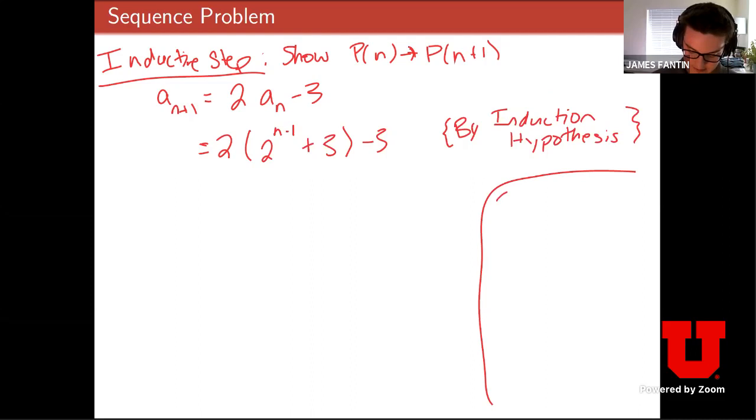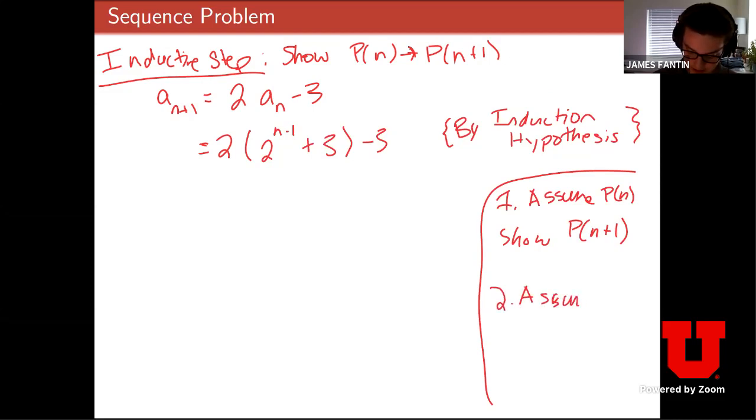So the two most basic things you can do is you can either assume P of n is true in your induction hypothesis, and then you show that P of n plus 1 is true. Or you could assume P of n minus 1 is true, and then show P of n. Either is perfectly correct, and it'll sometimes just depend on algebra which one of these two will work better. But you can pick whichever one you like to use more. They both work.